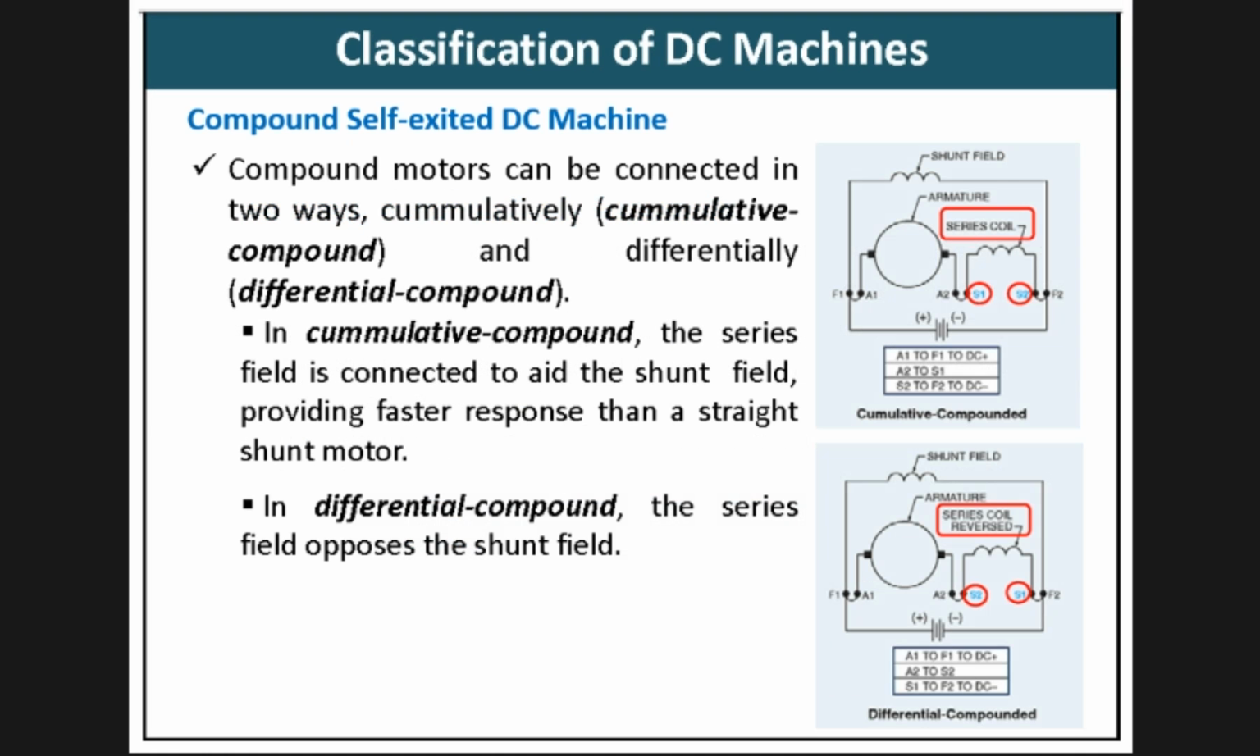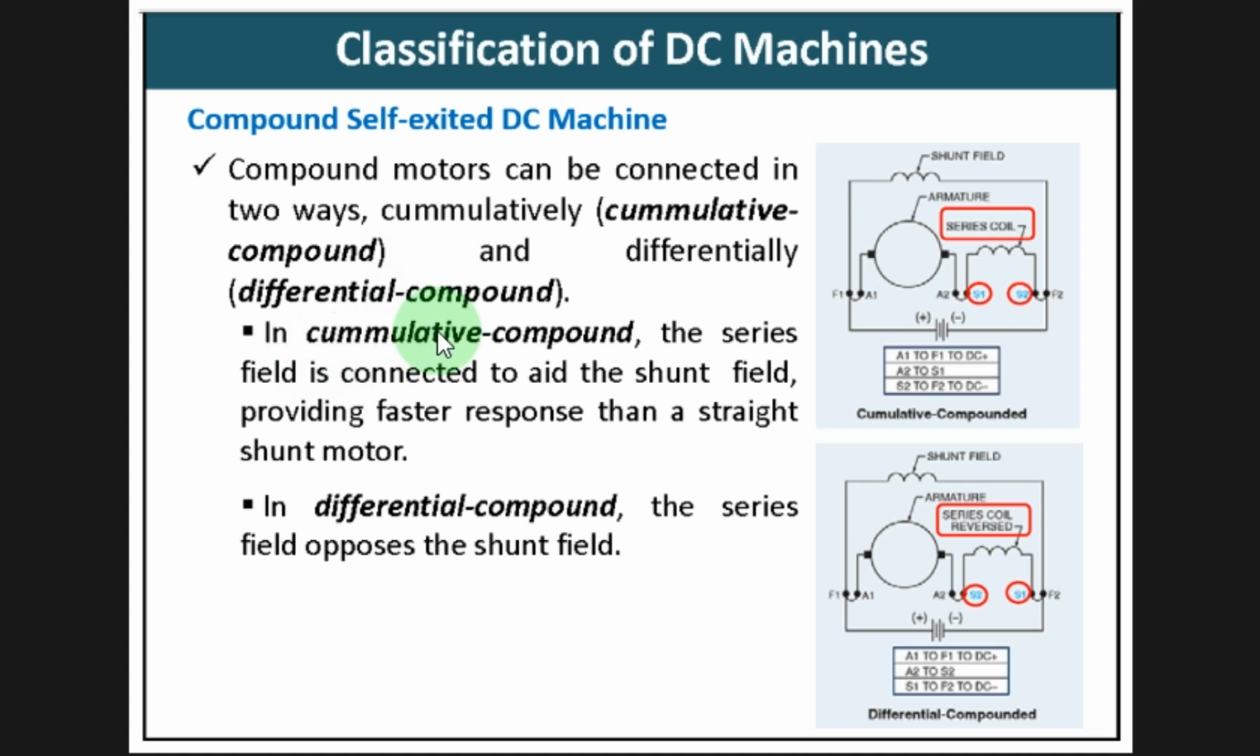Again, there are two types: cumulative compound and differential compound. That means the compound motors can be connected in two ways: cumulatively and differentially. If it is connected cumulatively, we call it cumulative compound. And if it is connected differentially, then we call it differential compound.